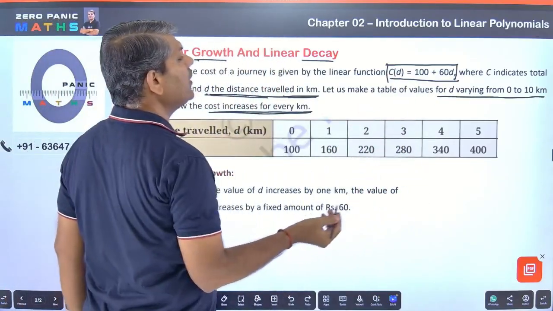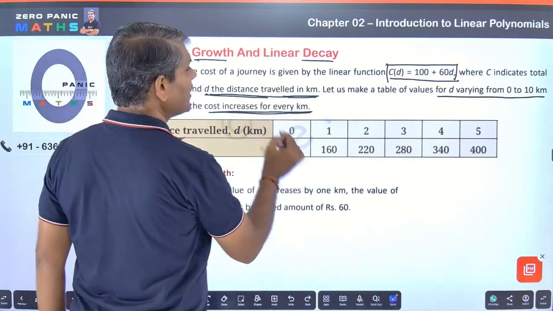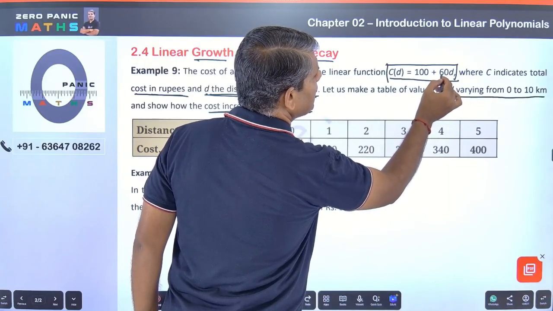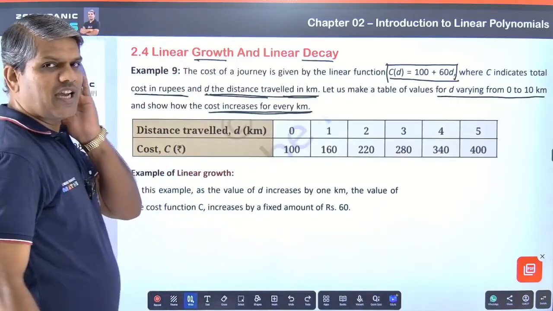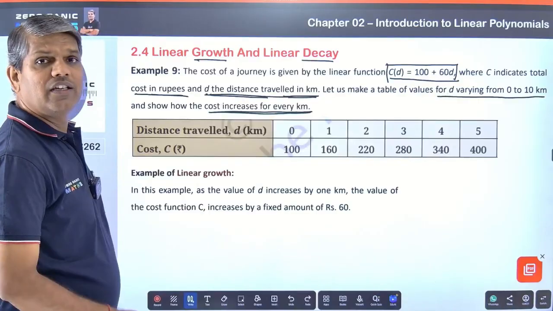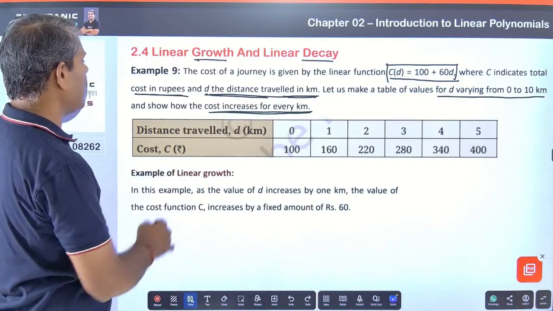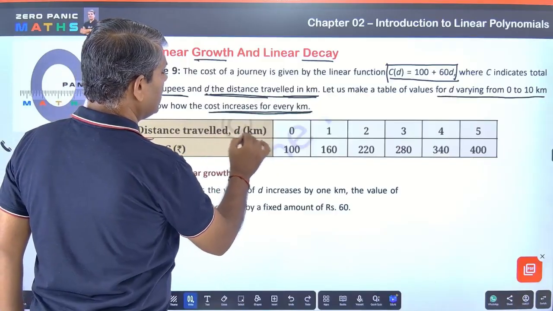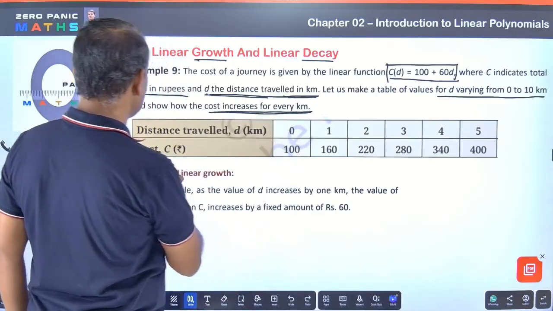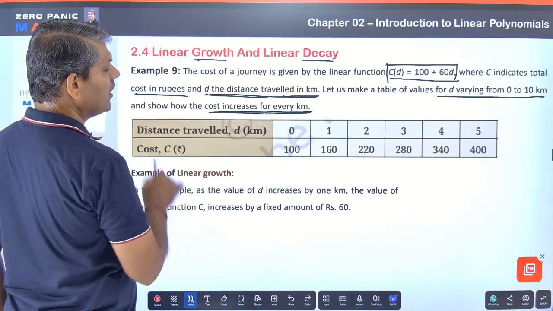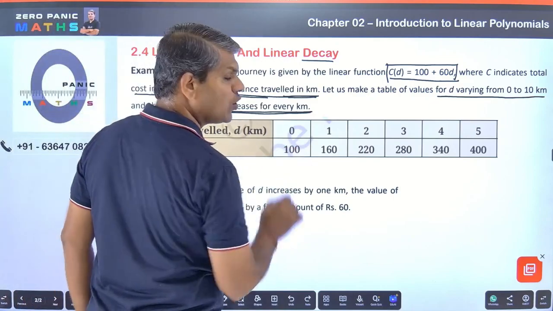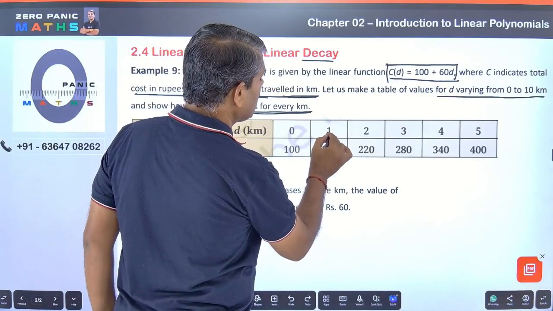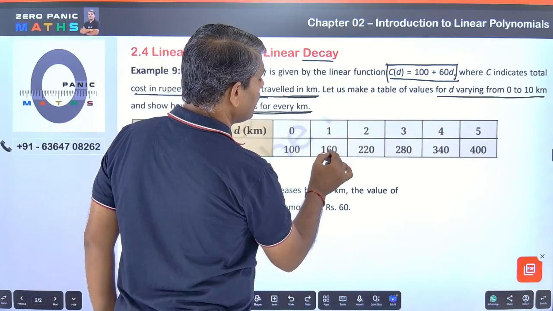How do we calculate? 100 is the fixed charge, and for every kilometer traveled, 60 rupees is additionally charged. That is what that algebraic equation says. Now let us look at the table here. Distance traveled is d in kilometers. For 0 kilometers, this is the cost in rupees represented by C. It is 100 rupees because 100 rupees is fixed. After that, for every 1 kilometer there is a 60 rupees increase.